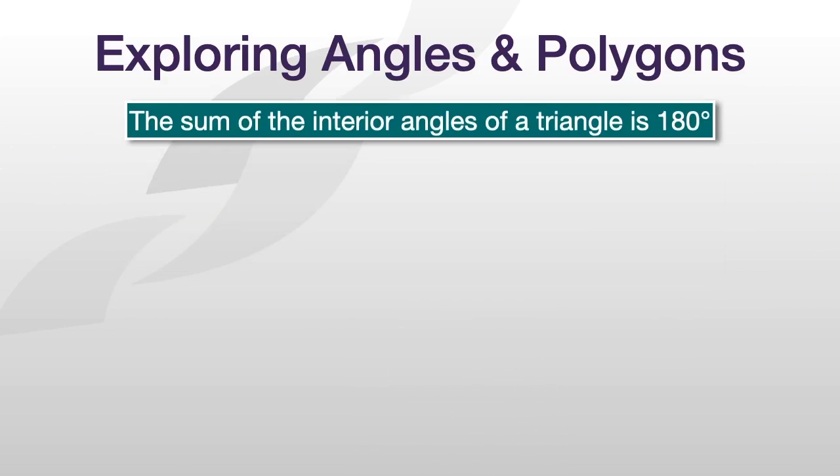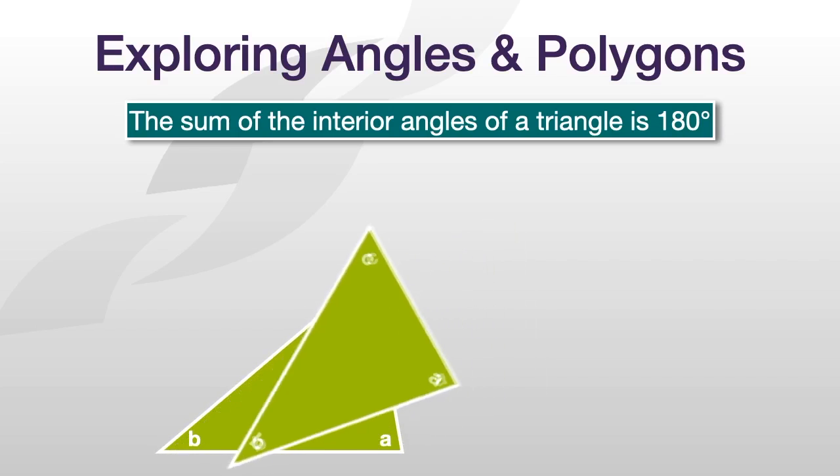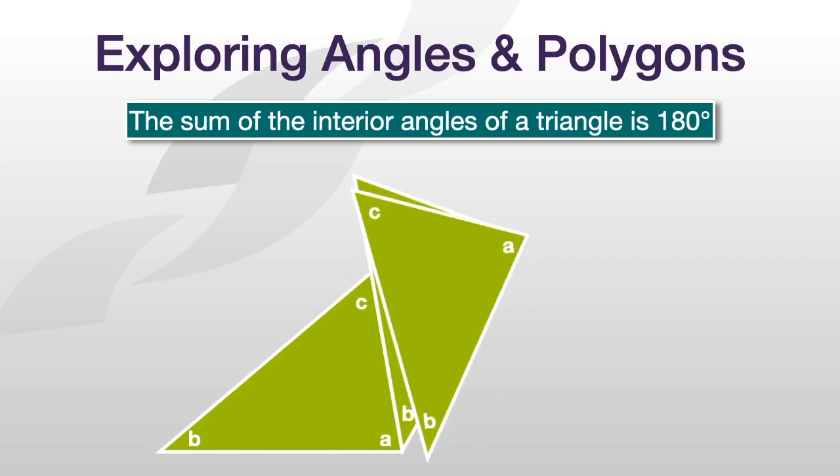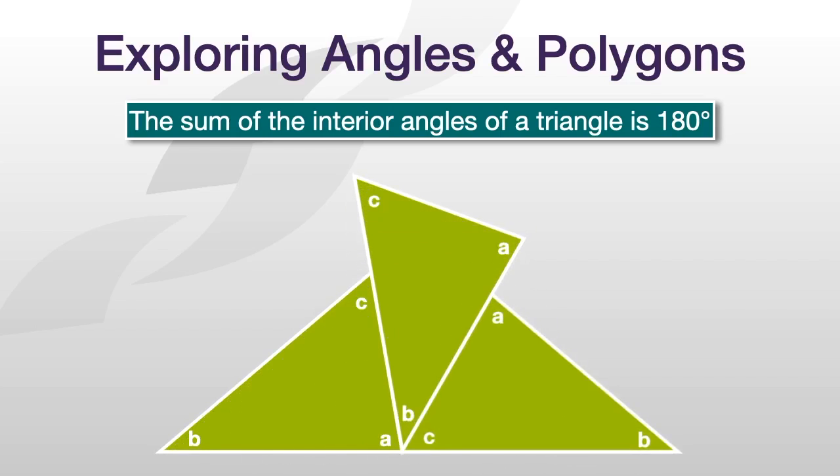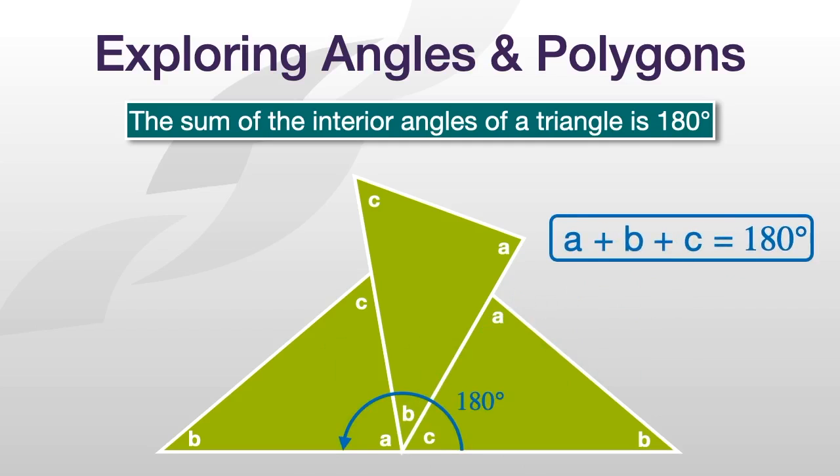Here's a quick visual proof of this concept. Suppose we have any triangle. Let's name its angles A, B, and C. If we make copies of the triangle and rotate them, the three angles come together to make a straight line, which is 180 degrees. So the sum of A, B, and C is 180 degrees.